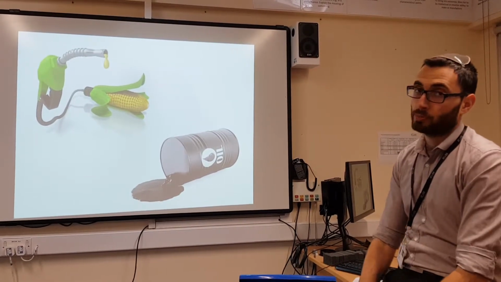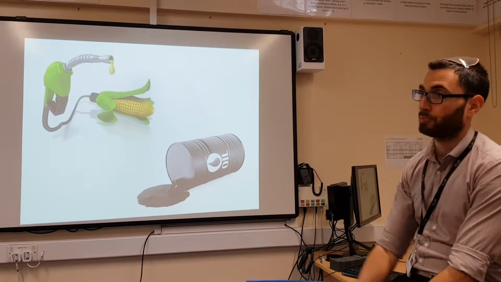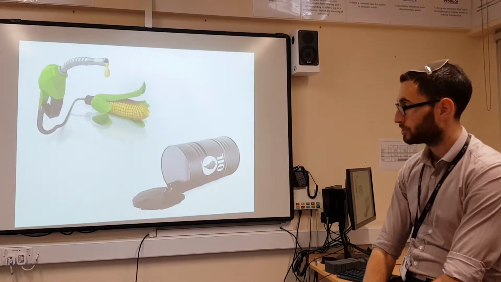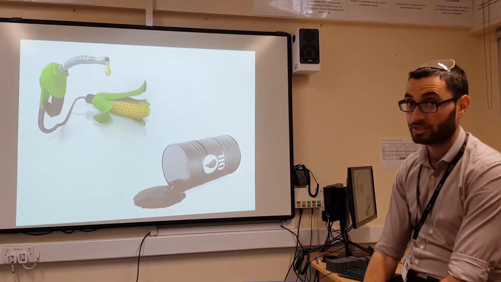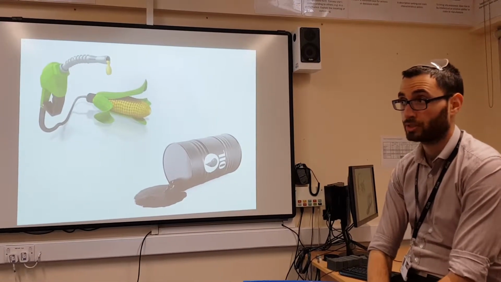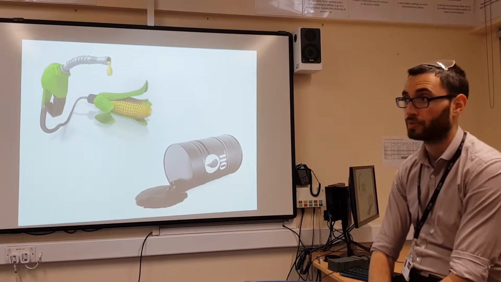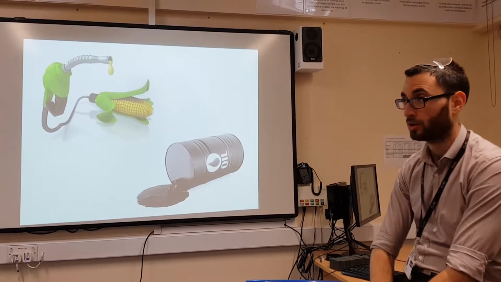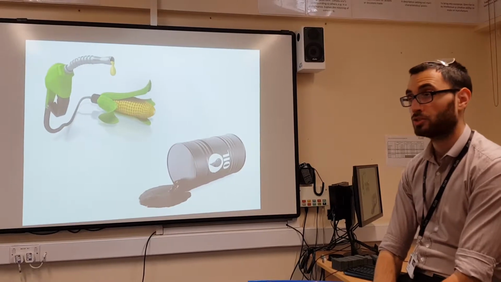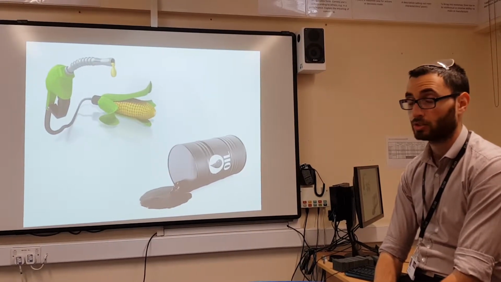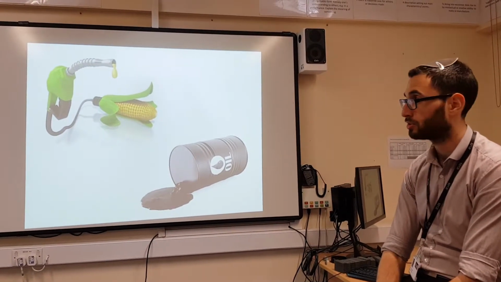A really nice example is the replacement of crude oil with biogas or biofuels. So crude oil, as we know, is running out. It's a finite resource. It's going to run out. We don't have an endless supply of it, but we need it to power our cars and to power our homes and our televisions and our transport methods, everything we need crude oil for.